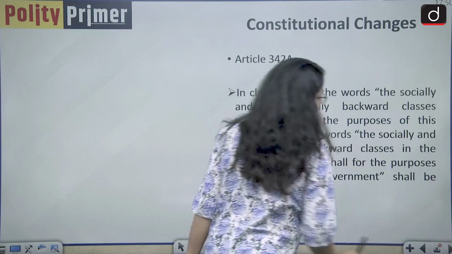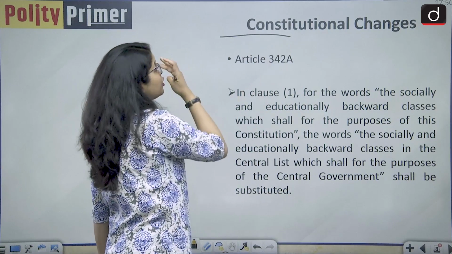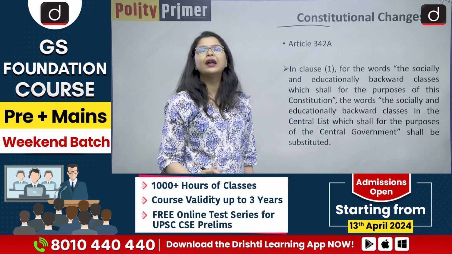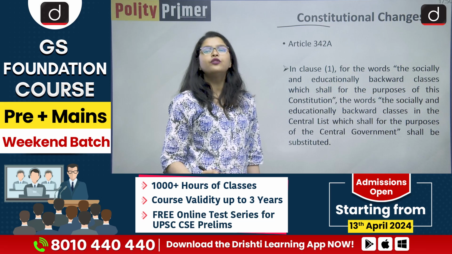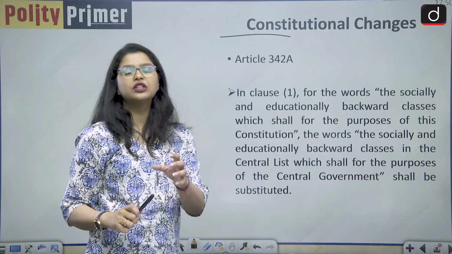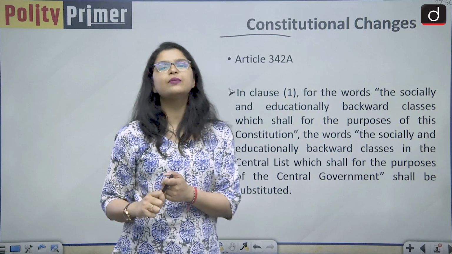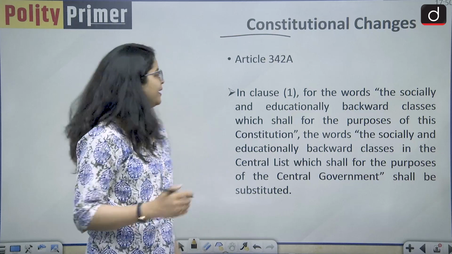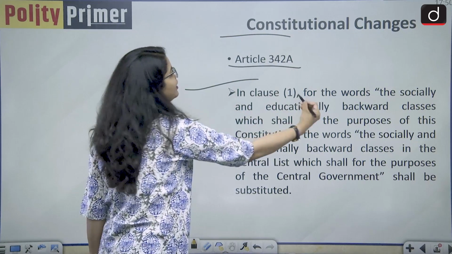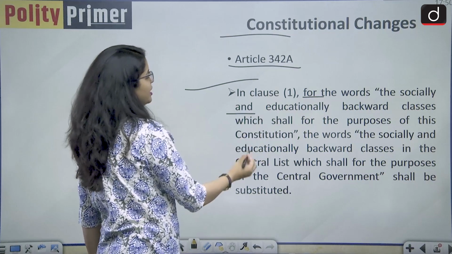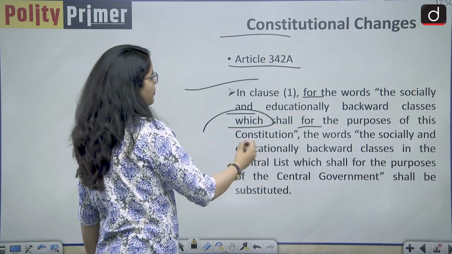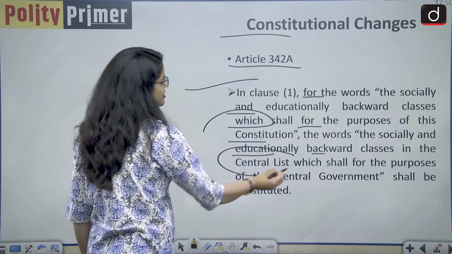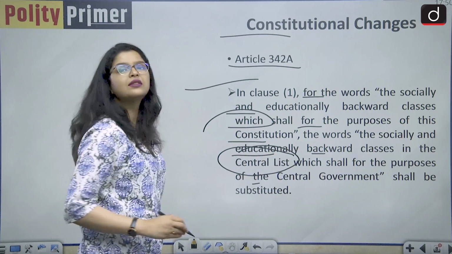Moving forward, let us examine the constitutional changes that have been introduced in our Indian Constitution through the 105th Constitutional Amendment Act. Firstly, it added a proviso to Article 342A, stating that the NCBC has the power to consult only the central government and not the state government. And then in clause 1 of this article, for the words "the socially and educationally backward classes, which shall for the purposes of this Constitution", the words "socially and educationally backward classes in the central list" were substituted.